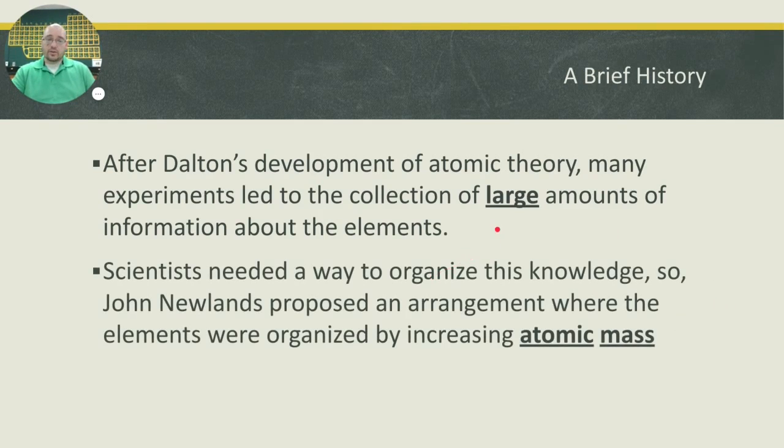And as they started to do that, they needed a way to organize all this knowledge, because when you have a whole bunch of data, you could just put it all on a page and it's really confusing. But if you want to look something up pretty quickly, you want something nice, concise, and easy to follow. So they wanted to organize it in a way that was easy to use. John Newlands proposed an arrangement where elements were organized by increasing atomic mass. At this point, they started to figure out that, hey, these tiny atoms have mass, and we can figure out what the mass is. So we're going to use that atomic mass in order to organize them. So he organized them based off atomic mass instead of by type of element.